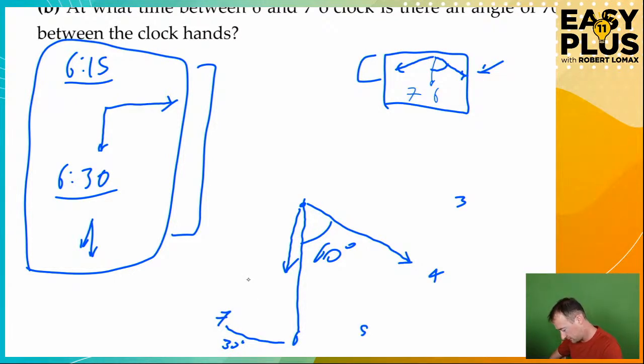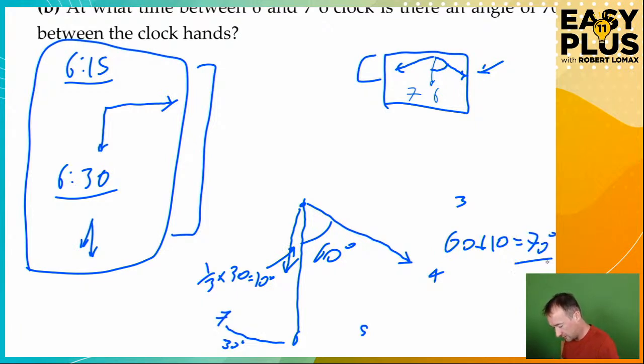So a third times 30 equals 10 degrees, and that's what's in there. 60 plus 10 does indeed equal 70 degrees. So the answer is 70 degrees.